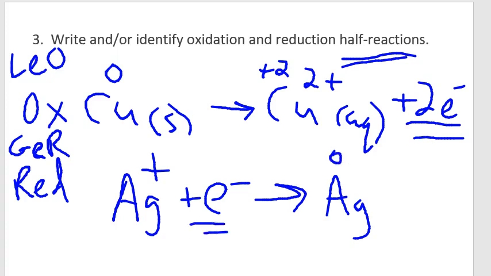You're going to see reduction electrons as a reactant, so on the left-hand side of the table. So identifying or even being asked to write oxidation or reduction half reactions is always on the table. So make sure that you practice your redox questions, and let's go on to number 4.